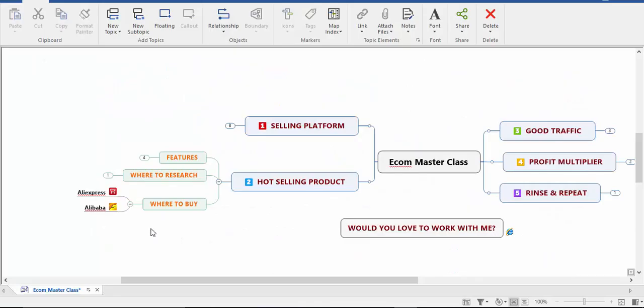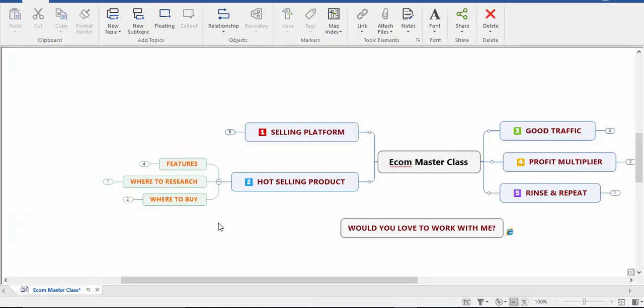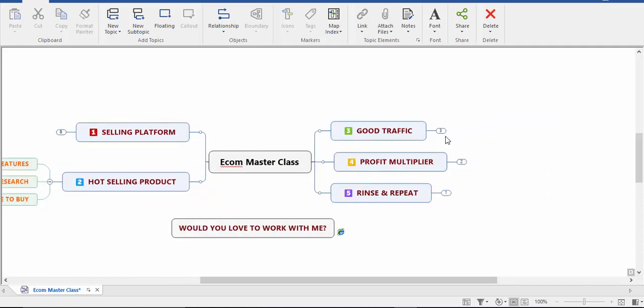So we just talked about where to get this product. You can get it on Alibaba, you can get it on AliExpress, and there are other secret websites too where you can get this product. I'll be sharing them at the end of the video. Now, the next thing is to get good traffic.